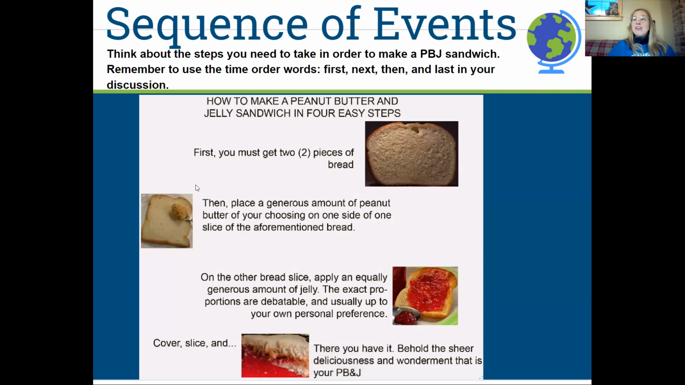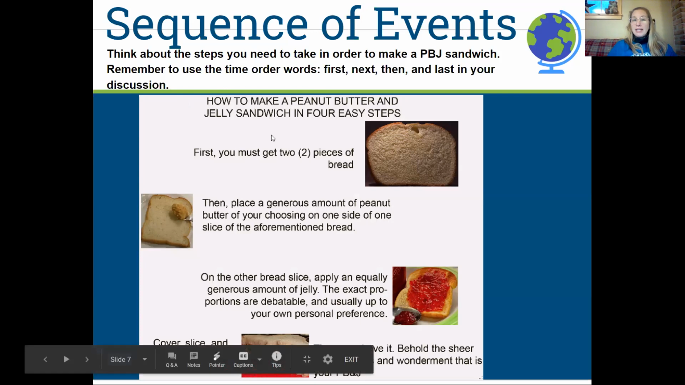So, in order to refresh your memory of how to sequence events, think about the steps you need to make a peanut butter and jelly sandwich. Remember to use time order words. First, next, last, in your discussion. So you can talk about this with an adult or an older brother or sister, or you can walk through it with me right now.